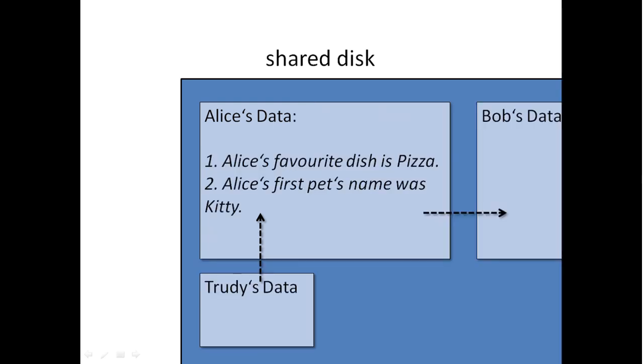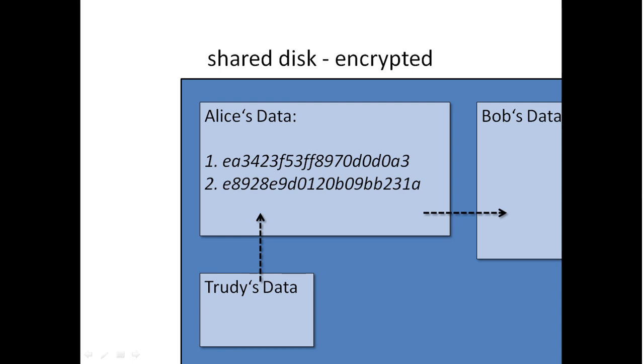She can now have a look at Alice's files and might find that not only is Alice's favourite dish pizza, but she now also knows the name of her first pet. Let's hope Alice never used Kitty as a password to her Google account. In a parallel universe, Alice is a smart girl, so she encrypted her data. And in this parallel universe, Trudy still gets access to her files, but all she sees is this. And although you should never use a pet's name as your password for anything, Trudy is not an immediate threat to Alice's Google account in this parallel universe.